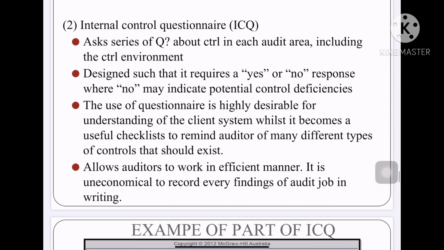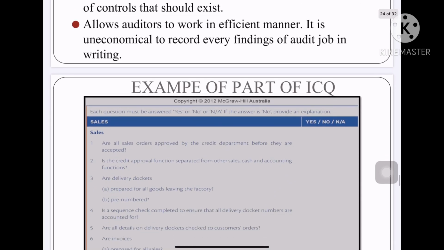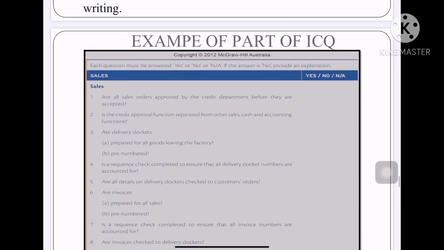For example, the example will be as below. This allows auditors to work in an efficient manner. It is uneconomical to record every finding of an audit job in writing. So it shows that this is the shortcut. Right, so this is an example of the ICQ, or questionnaire, in the sales department.